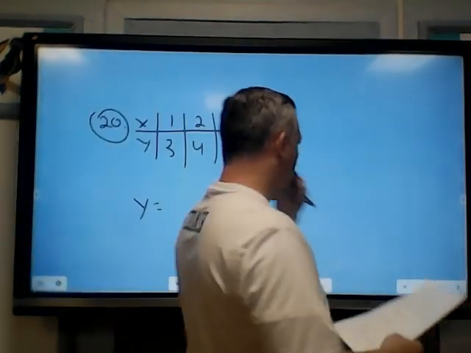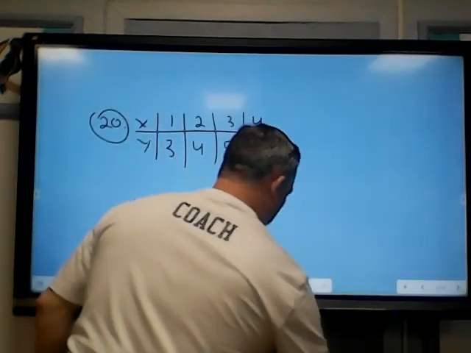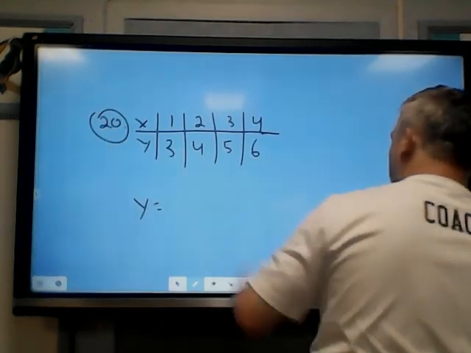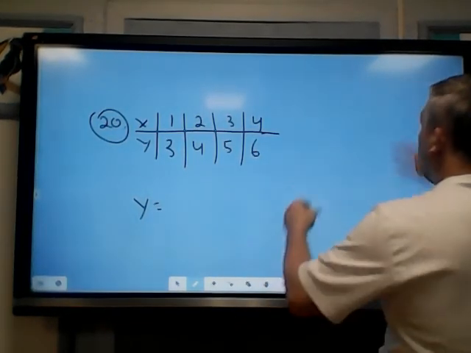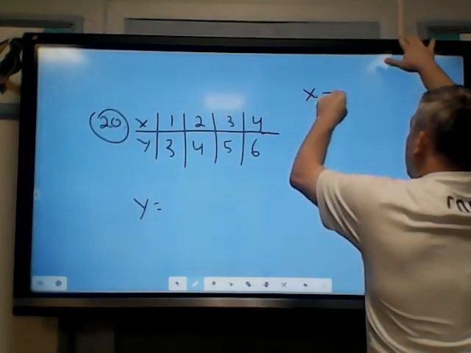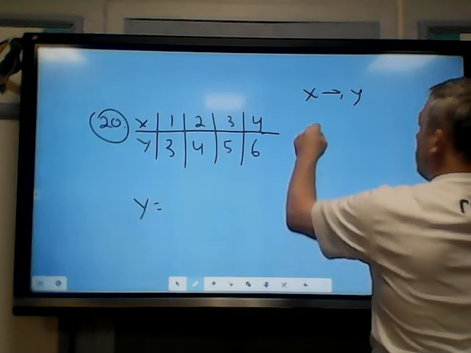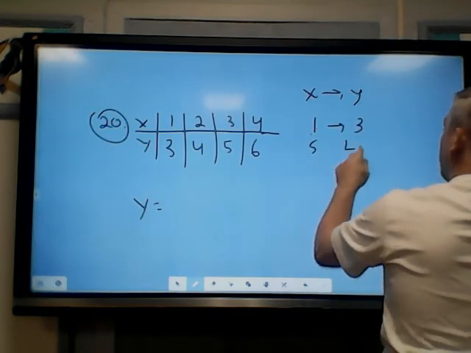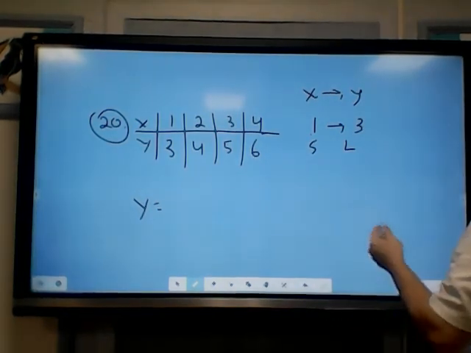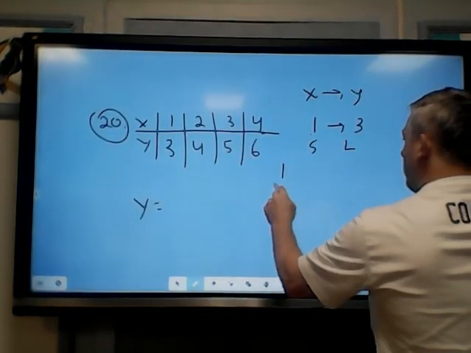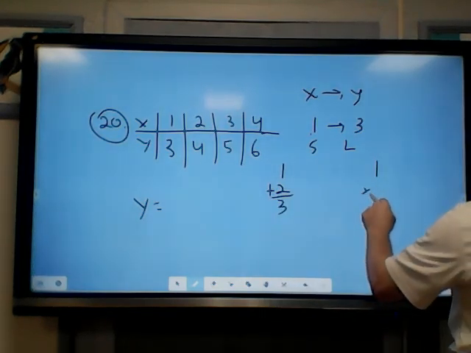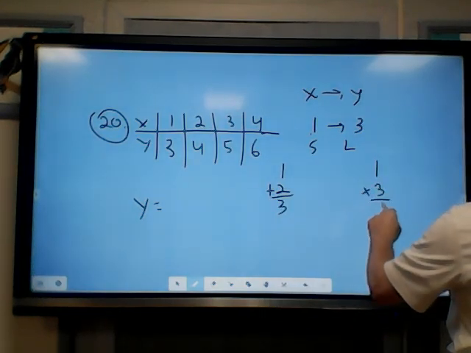Now, number 20 is on the test. It's the same thing. You're going from x to y, always from x to y. And so x is smaller: 1, 2, 3. So it's going from a smaller to a larger. There's only two operations, either addition or subtraction. So 1 plus 2 is 3. Or is it multiplication? 1 times 3 is 3.